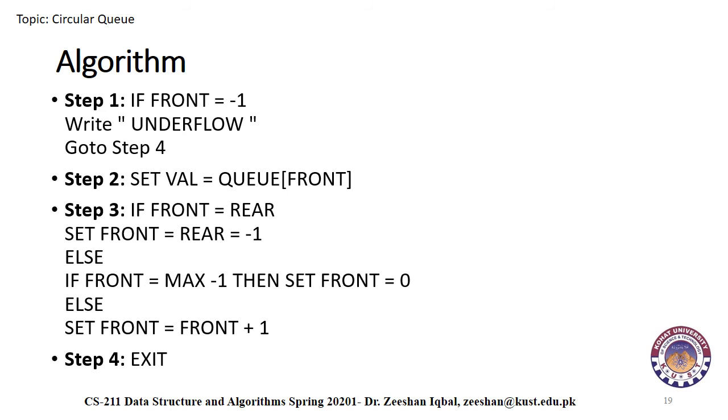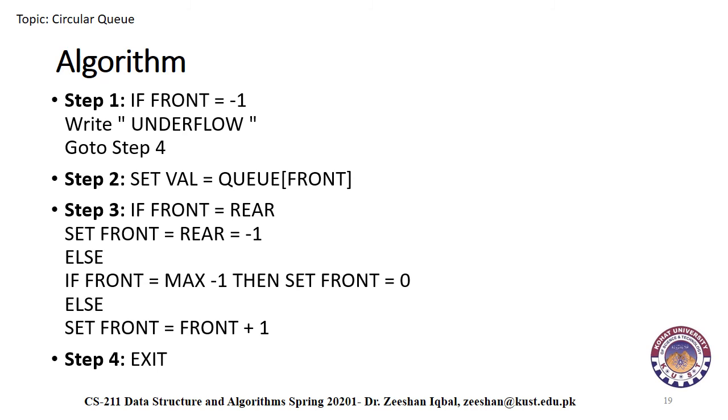In step 2, we have to temporarily store the value of queue front in a variable called val. The algorithm will move to step 3. The condition if front is equal to rear implies that there is only one value in the queue. So we have to set front and rear to -1 by completely deleting the circular queue.